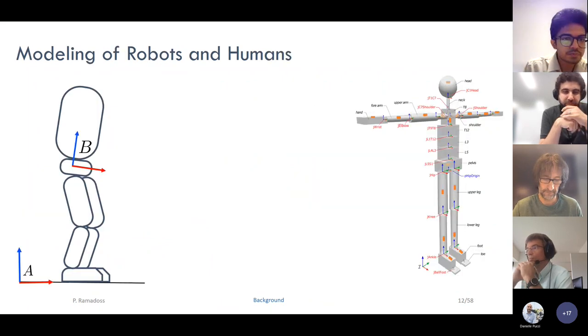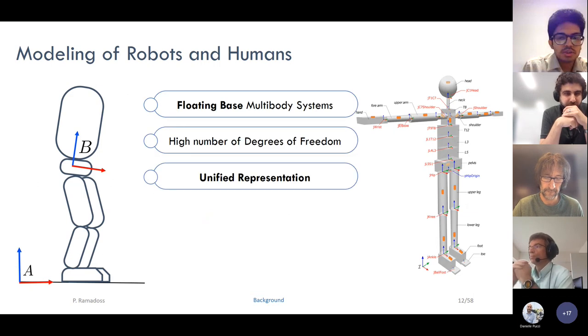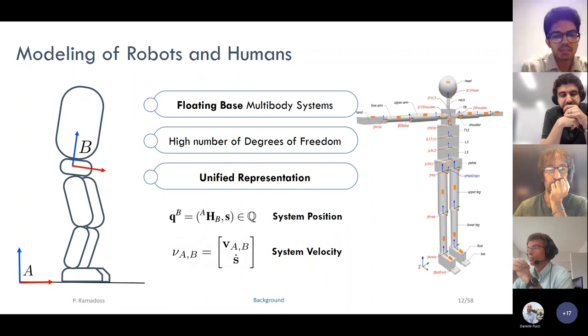used. For modeling the humans and robots, we use a unified representation using the rigid body systems framework, and we model them as floating base multi-body systems with a high number of degrees of freedom, and each degree of freedom is modeled as a revolute joint. Here, the floating base implies that these agents are not fixed to their environment and they are freely moving. This means that in addition to tracking the joint configuration or shape of these agents, we also need to track an additional 6 degrees of freedom that represent the position and orientation, or pose, of the human or robot in a given space.